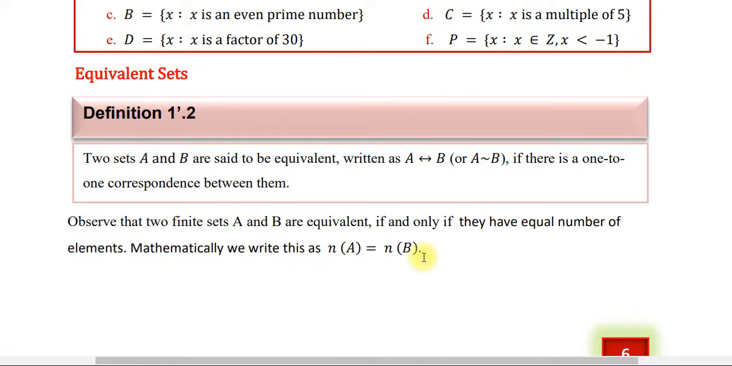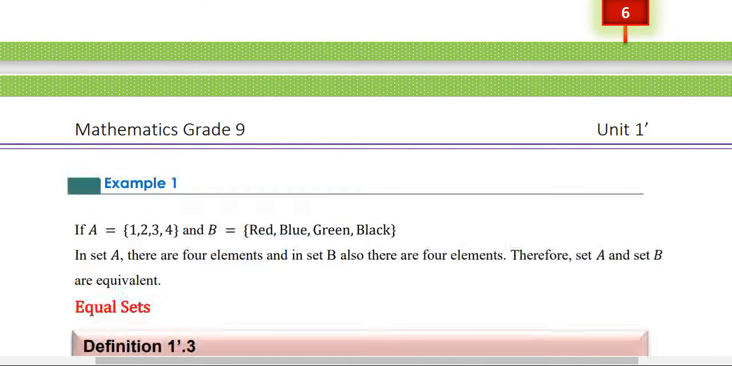so they are said to be equivalent ይባላሉ ማለት ነው። Equivalent, ለምሳሌ if A is equal to 1 2 3 4 and B ደግሞ red blue green black. ሀቢስን ሰው ካያችኋቸው A ላይ 4 ኤሌመንቶች አሉ፣ B ላይ 4 ኤሌመንቶች አሉ። So number of element in A is equal to number of element in B. እንደዛ ከሆነ እነዚህ ሁለት ሴቶች ምንድናቸው?